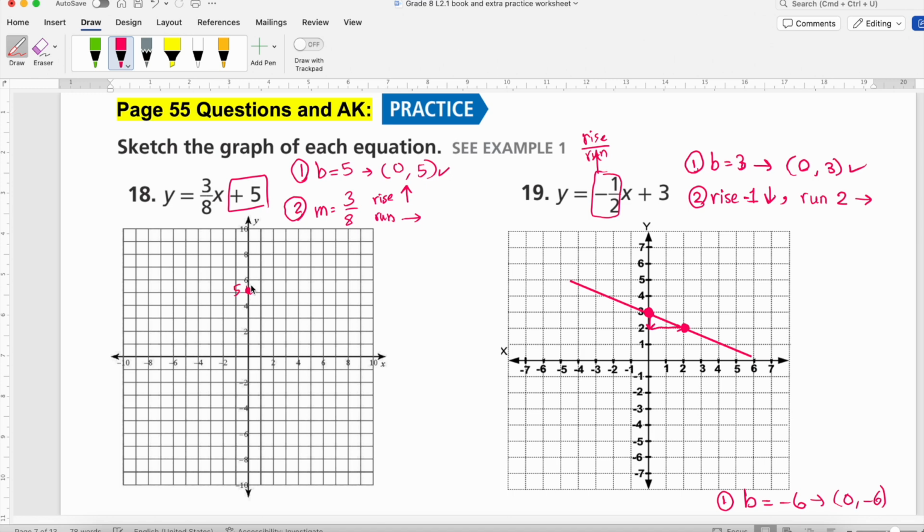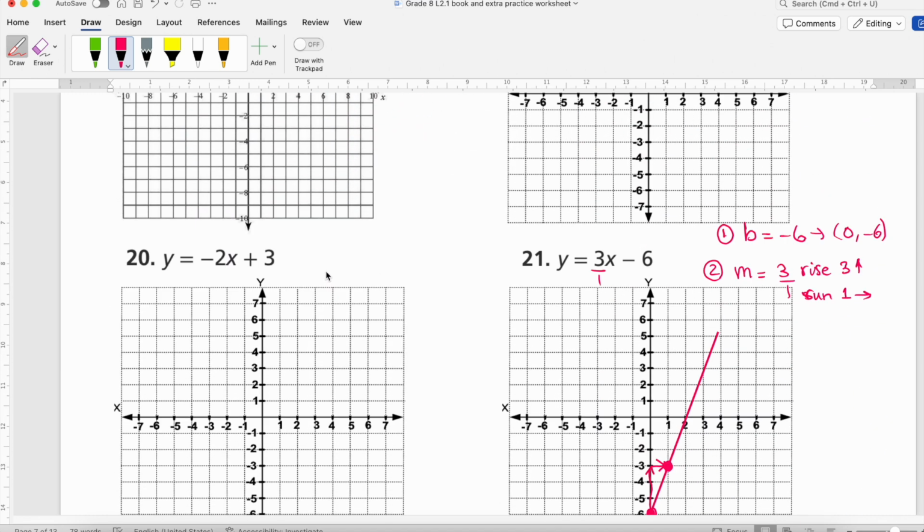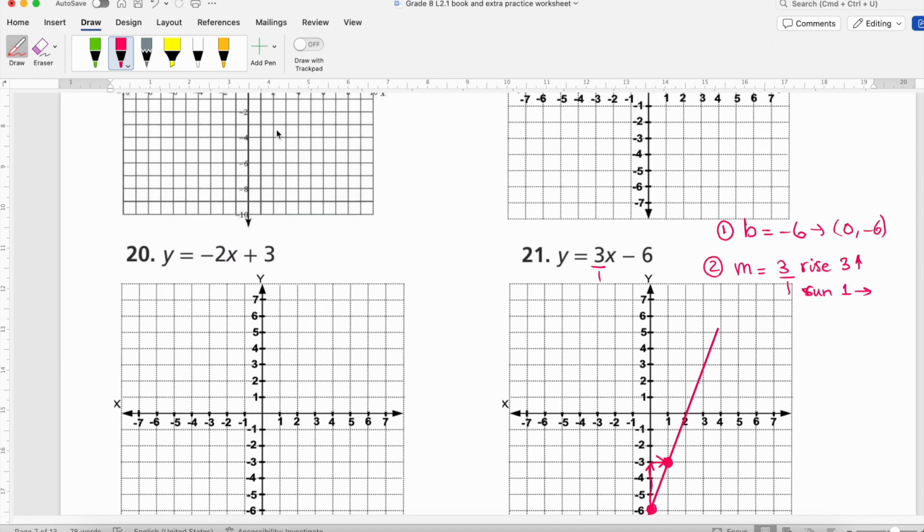Do it in any order, it does not matter. I'm going to run first. 1, 2, 3, 4, 5, 6, 7, 8. I ran 8 and then rise 3. 1, 2, 3. This is my new point. And connect with the ruler, of course. That's it.